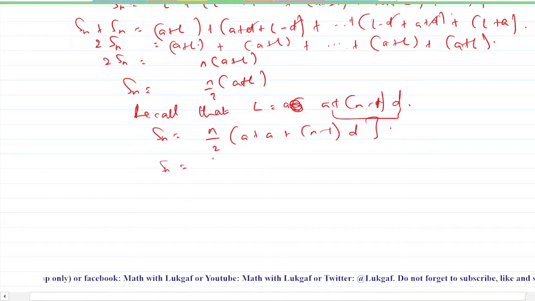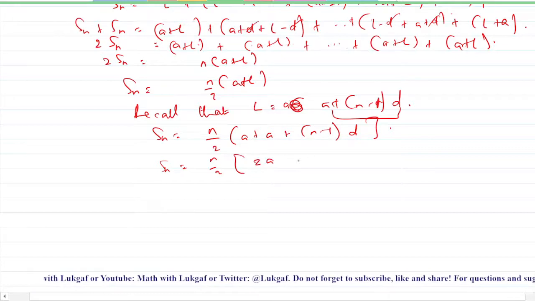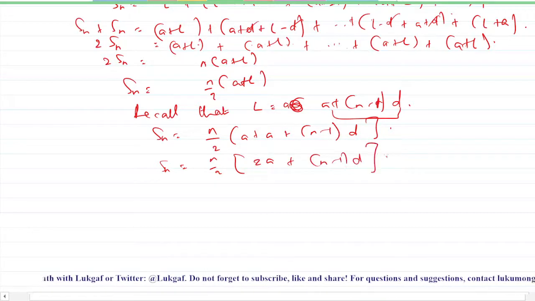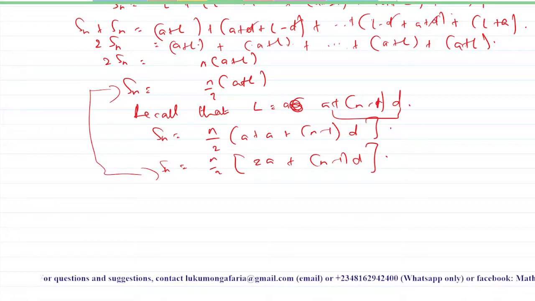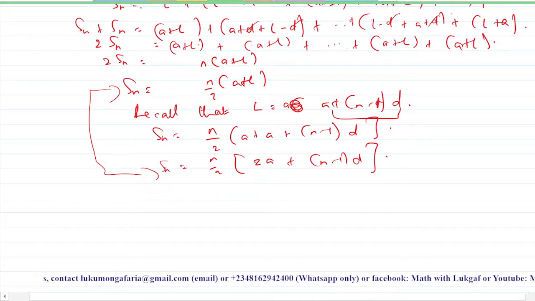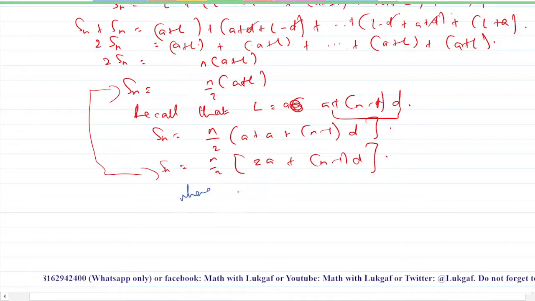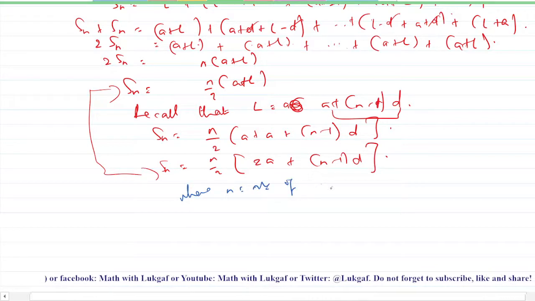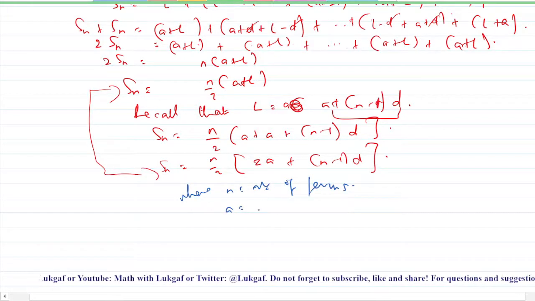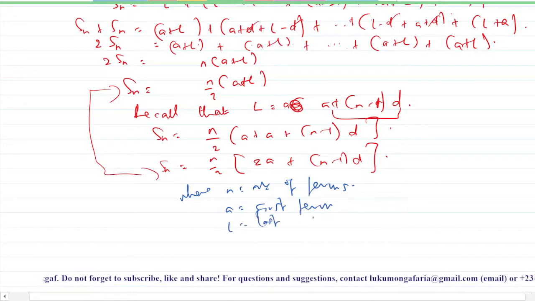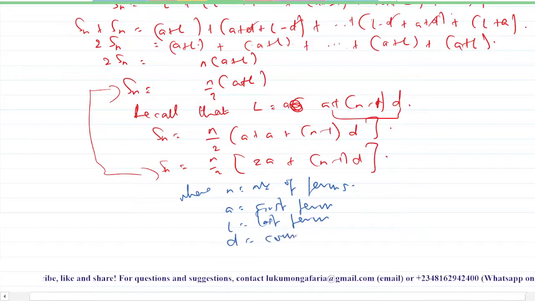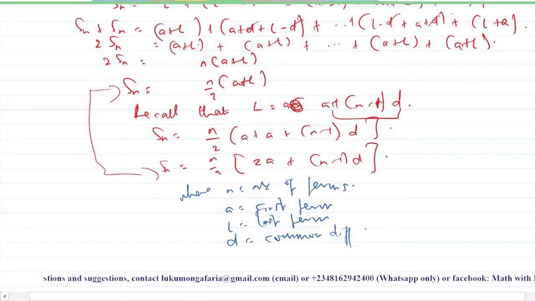Then you have Sn is equal to n over 2 into 2A plus n minus 1 D. You understand now? So these two formulas, you can use them to find the sum of an arithmetic progression, where your n here is the number of terms, your A is the first term, your L is the last term, and your D is equal to the common difference.